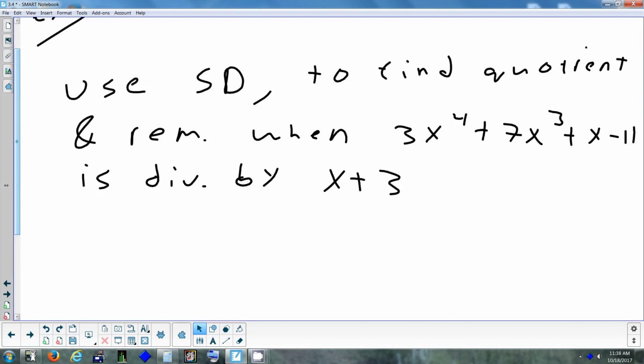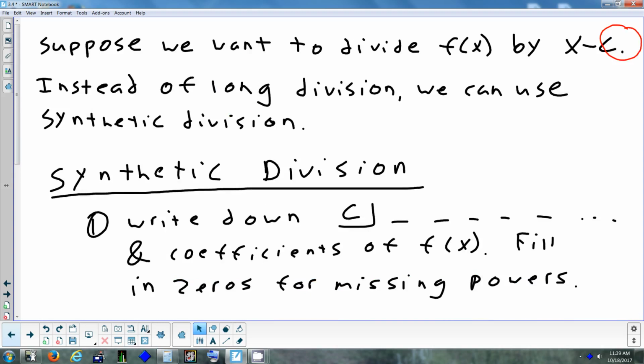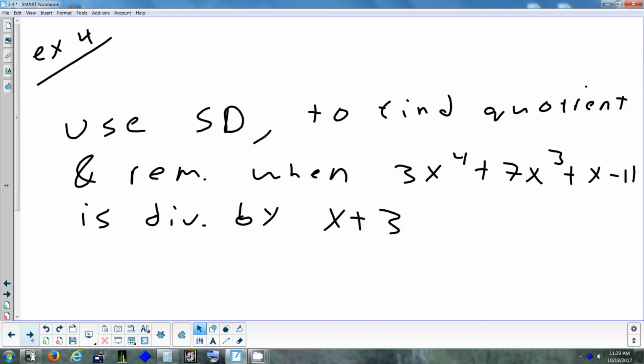Now be careful. When I said you divide, you have to divide by something that's in what form? To use synthetic division. Plus or minus, x plus or minus. Yeah, I didn't say plus or minus. I said it had to be one of those. It had to be x minus c. Right? So if it has to be minus, how are you going to think about x plus 3? Right. Negative 3 is the number that's going to go on the outside. Okay, and I'll let you try the rest from there.